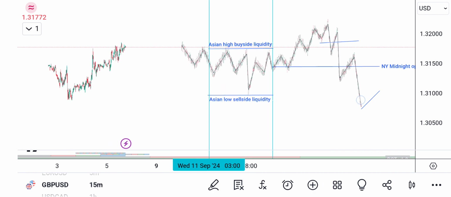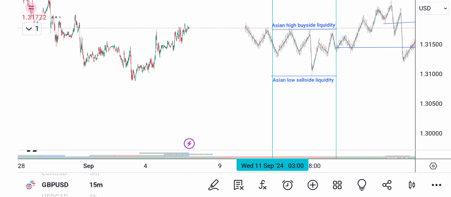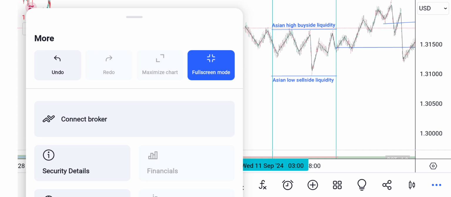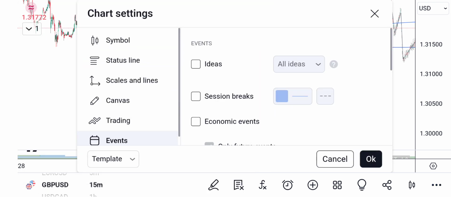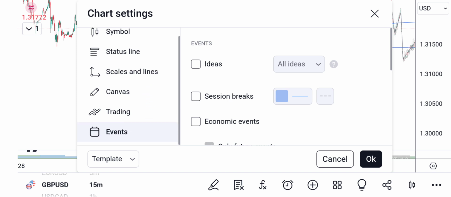Another thing is, if you cannot mark this one correctly, what you want to do is go to your chart settings, like I taught you already. Go to chart settings. Now come to events right down here. You see canvas, trading, then events. You see ideas, session breaks, and then economic events.